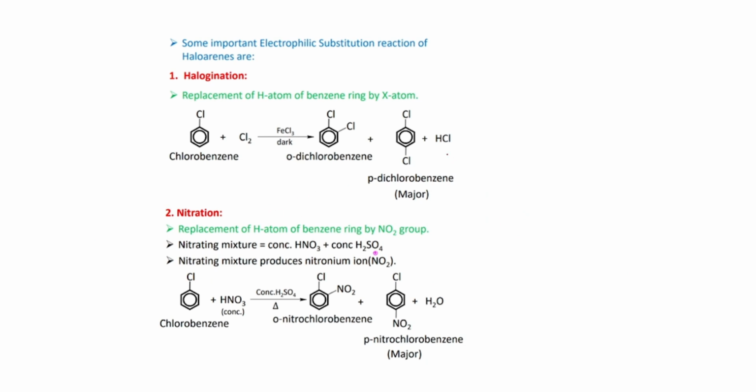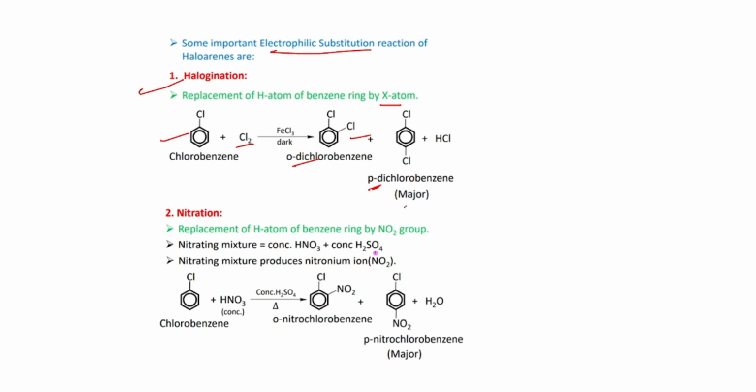Now some of the electrophilic substitution reactions are, first is halogenation. So in this, the replacement of H atom of benzene ring by X atom. So it is already a haloarene. यसलाई फेरि हामीले कुनै पनि halogen gas सँग react गराएर in presence of FeCl3 and in dark, the ortho position मा and para position मा के हुन्छ भने क्लोरिन कि त अरु कुनै halogen atom attach हुन्छ. So it simply gives ortho dichlorobenzene and para dichlorobenzene.